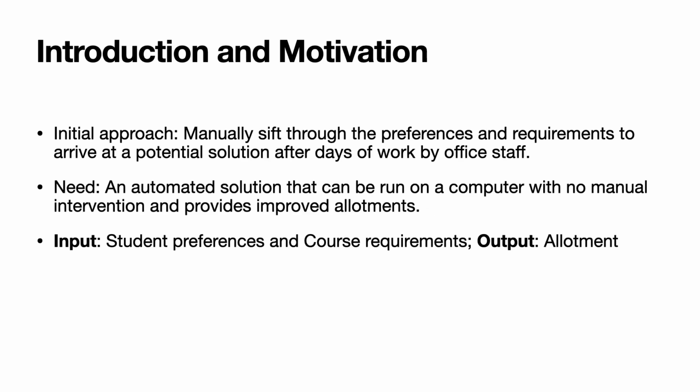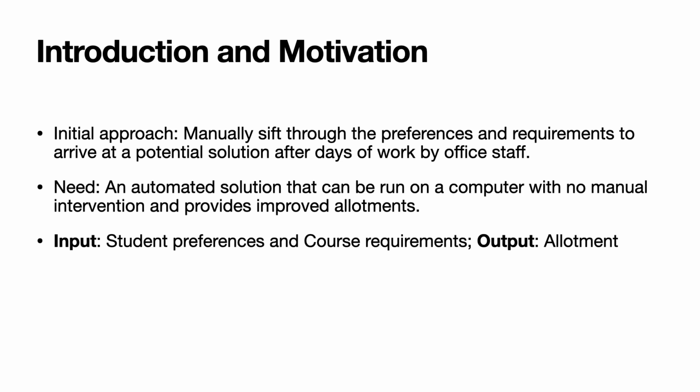So the TA to course allotment problem was something which we were concerned with, and this was initially done manually, where the office staff had to sift through the TA preferences and course requirements data to arrive at a potential allotment after days of work. This was a tedious and time-taking job, and it could potentially lead to subpar allotments. The need from our work was to come up with an automated solution to this, which can run on a computer, requires no manual intervention, and consistently provides improved allotments, along with some quality metrics for how good their allotment is.